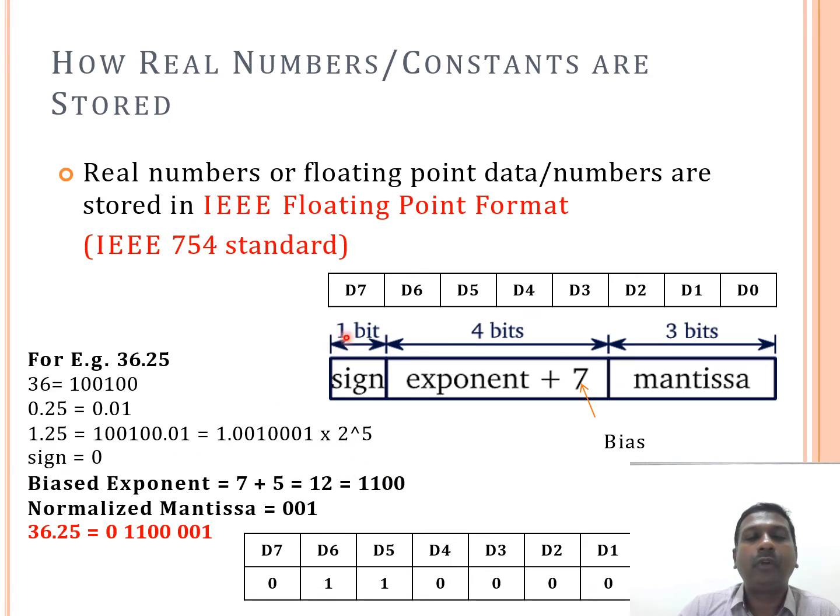So here the sign bit is going to be 0. The exponent I'll pick from this, and the mantissa I'll pick from here. So the mantissa is going to be 001 and the exponent is going to be 7 plus 5, that is 1101. So when it is a real floating point number, it will be stored in the form of an exponent and mantissa part, where we will be using the IEEE floating point format.